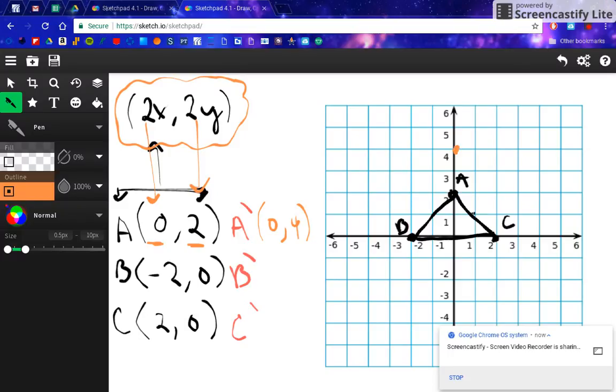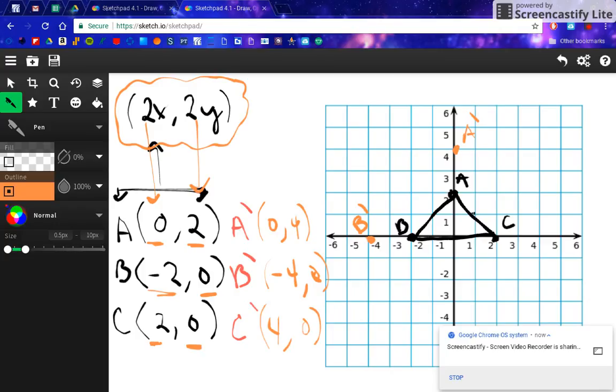Okay, you can see here that A is twice as far away from the origin as it was before. Negative 2 times 2 is going to be negative 4. And then 2 times 0 is 0. So we're going to go left 4, up and down 0. That's going to be B prime. You see that it's twice as far as B was from the origin. And then 2, 0. 2 times 2 is 4. And 2 times 0 is 0.